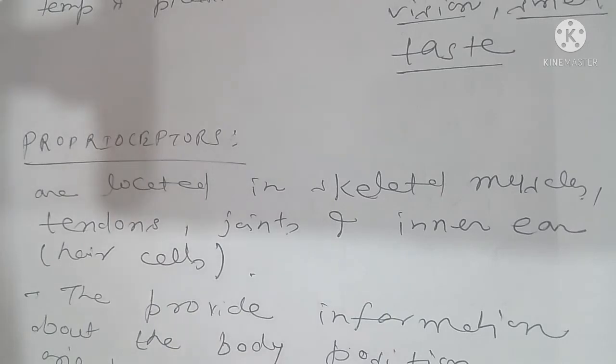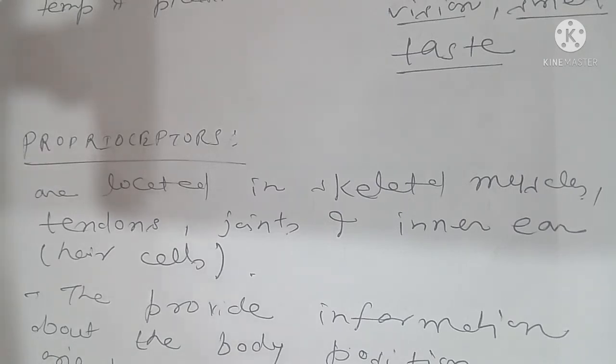Next is the interoceptor. Interoceptors are located inside the blood vessels and visceral organs. The visceral organs are just like the spleen, the liver, the kidney. These are receptors located inside the blood vessels and visceral organs, and they are called interoceptors.